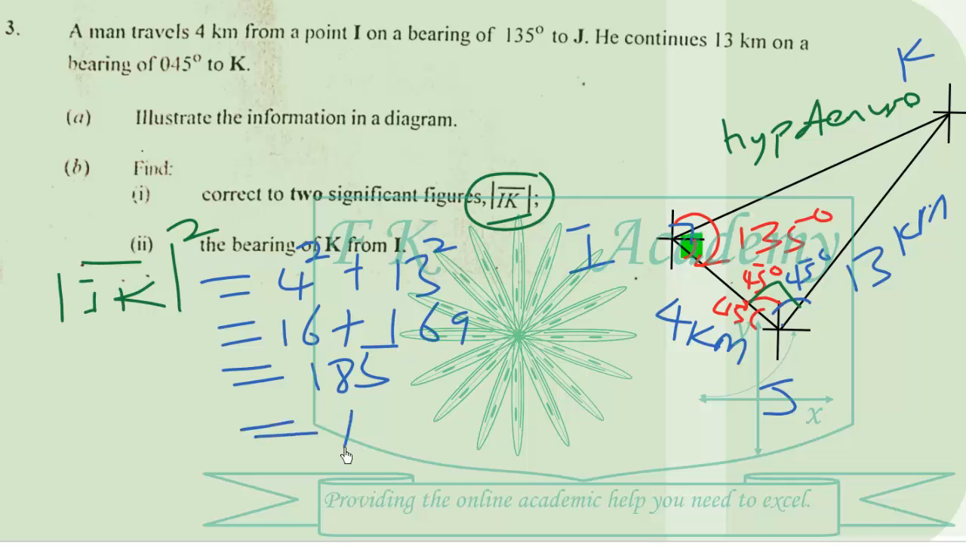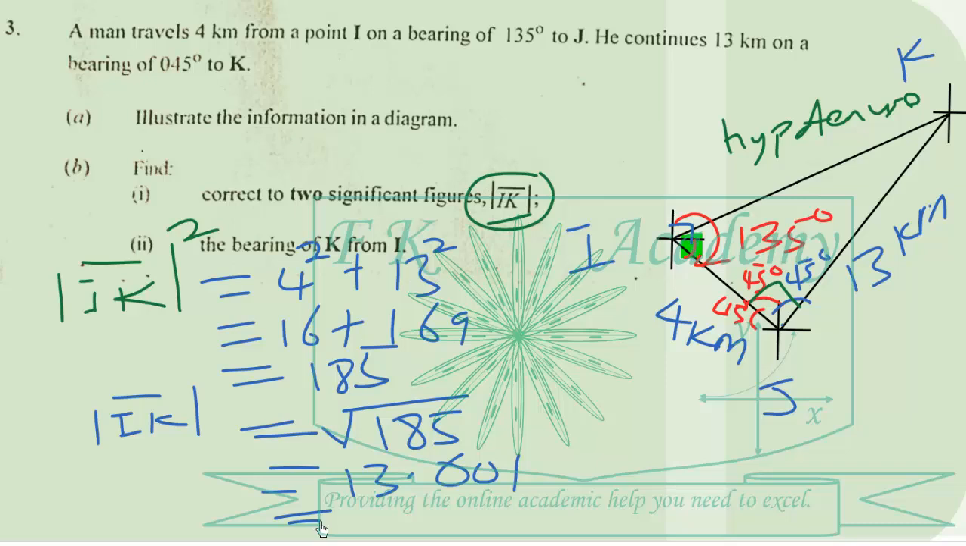When we take square root of 185, we get the length of IK, line segment IK, to be equal to 13.601. To two significant figures, we have 14 kilometers. So we are done with the B, I part. This is the A part here.